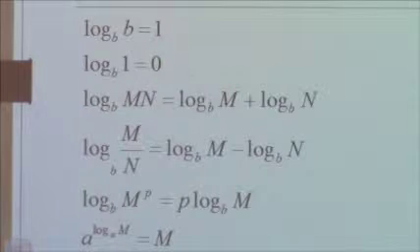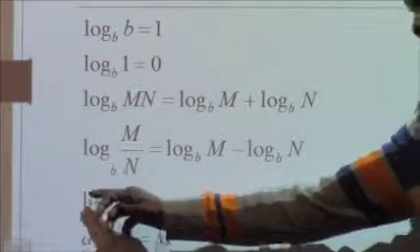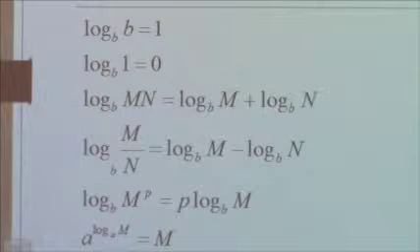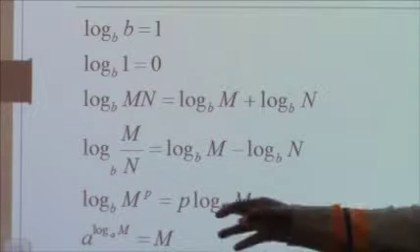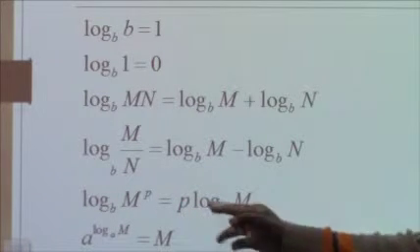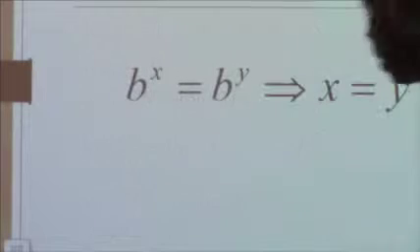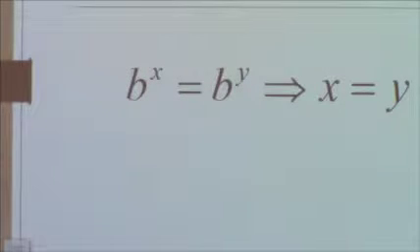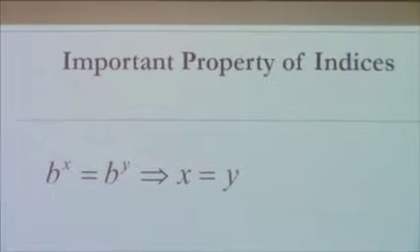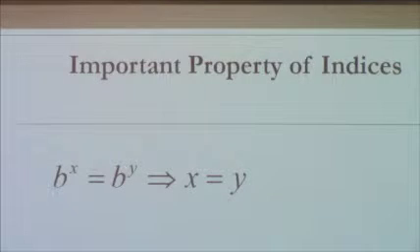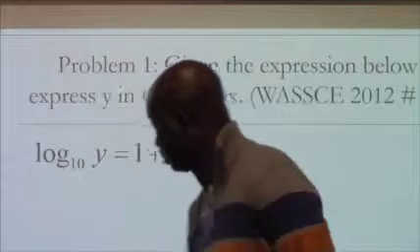Another very important property is this one, which we really use to solve a lot of problems, especially equations involving logarithms and indices. It says log base b of m to the power of p is the same as p times log base b of m. Also, here's a property that we can use. If b^x is equal to b^y, the only way this is possible is when x and y are equal, because the bases are already equal. So that's the only way this is going to be possible. Very important rule to remember. Sounds simple, but it's not.